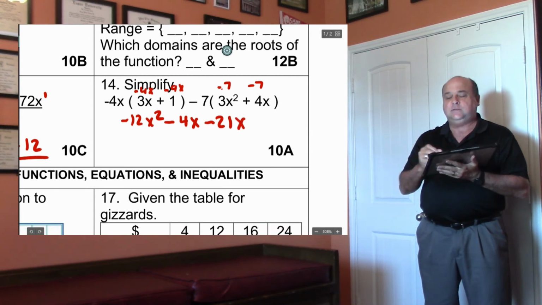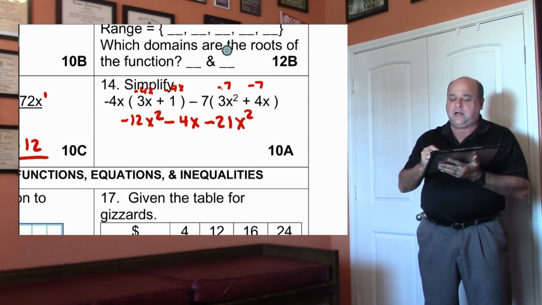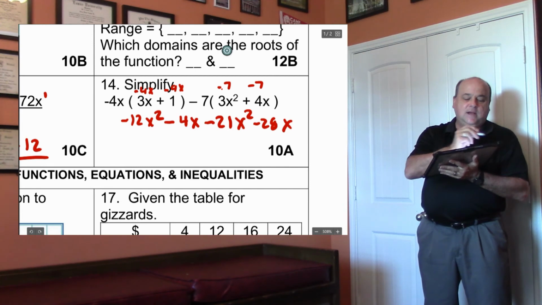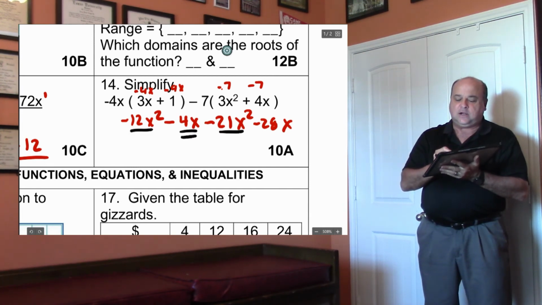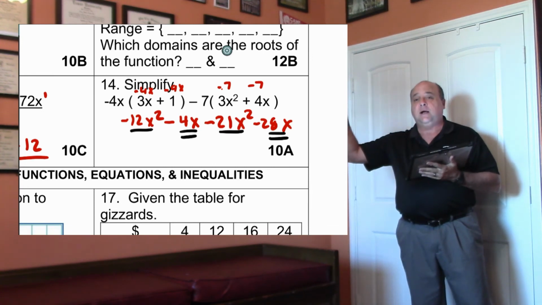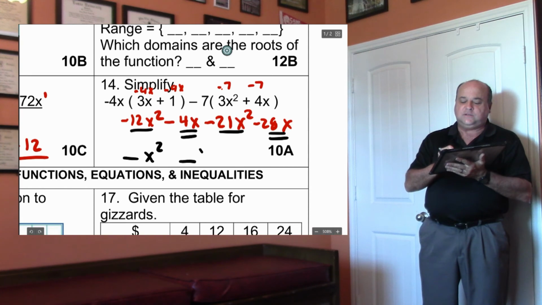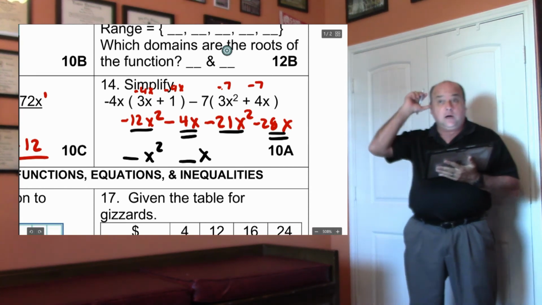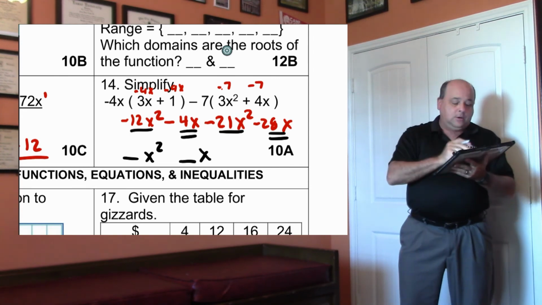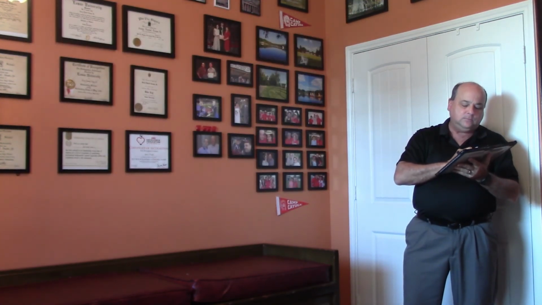My letter's x. My exponent's 2. And then negative 7 times a positive 4 is a negative 28. And my letter is x. Now then I could group my x squares and I could group my x's. So my answer is going to be something x squared plus or minus something x. You got to figure out what those are. So you're going to add and subtract your like terms. Okay, what a blast. Tomorrow we will do some more of these.